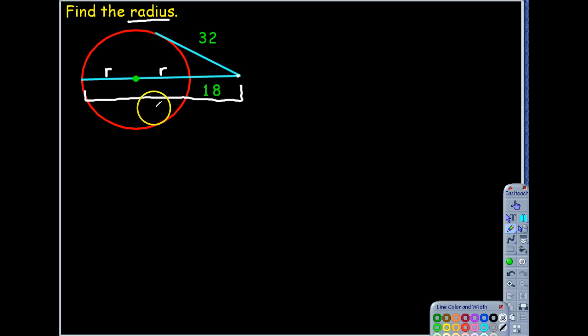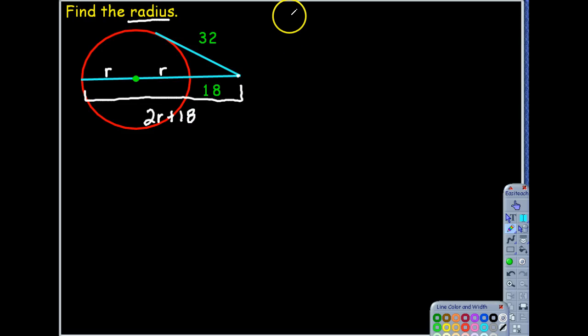So we're going to add all those up, and I get 2R plus 18. Now, be careful with that, okay? This is not the radius. This is actually the diameter. So you could say diameter plus 18, but it wouldn't get you directly to the answer.